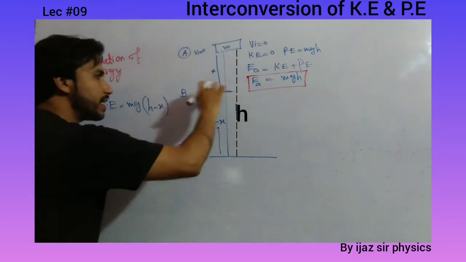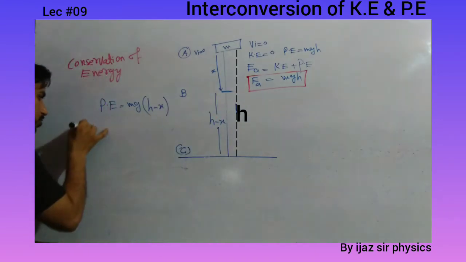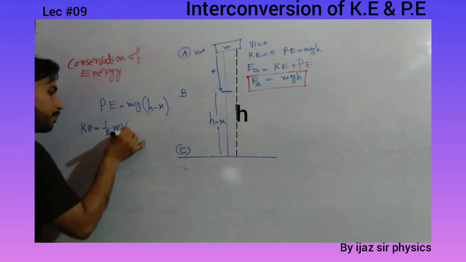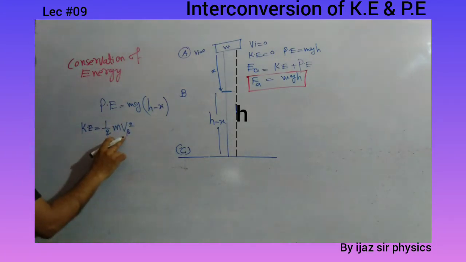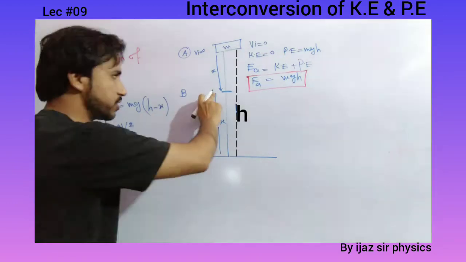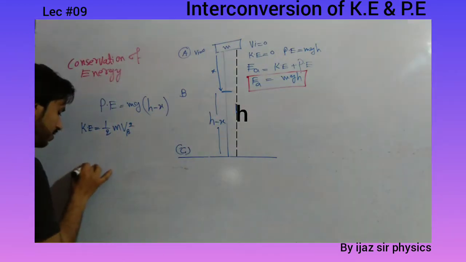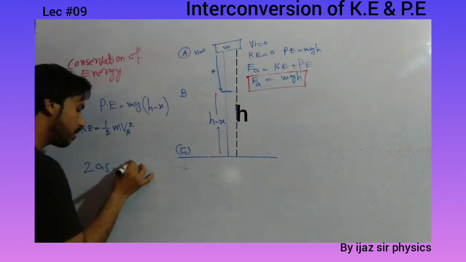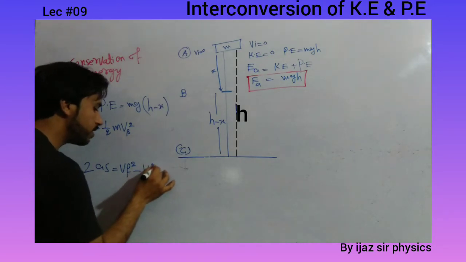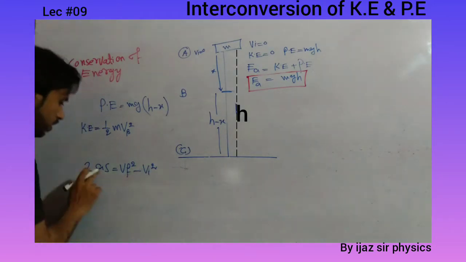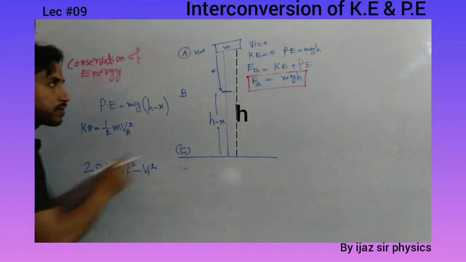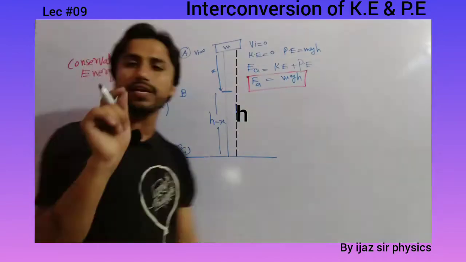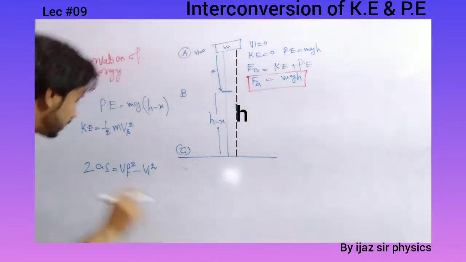What will be the kinetic energy at this position? Kinetic energy is equal to half m vB square. What is vB? vB is the velocity at this position. So we apply the third equation of motion: 2as is equal to vf square minus vi square. But here the acceleration a, since we are performing in the earth's gravitational field, is the gravitational acceleration, that is represented by g.